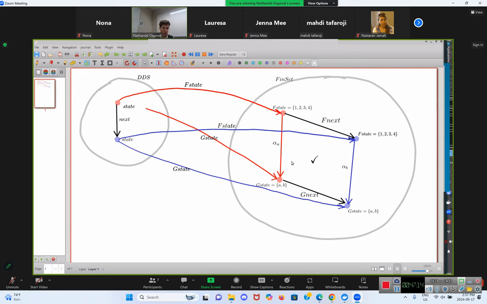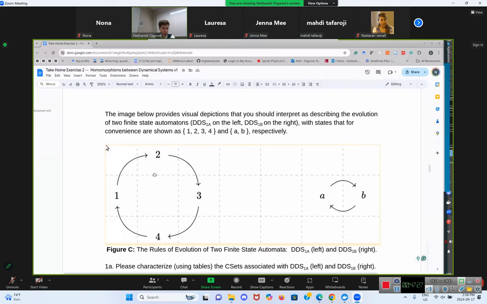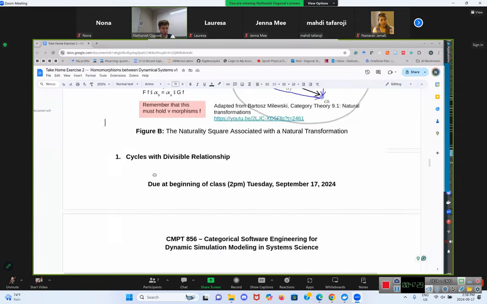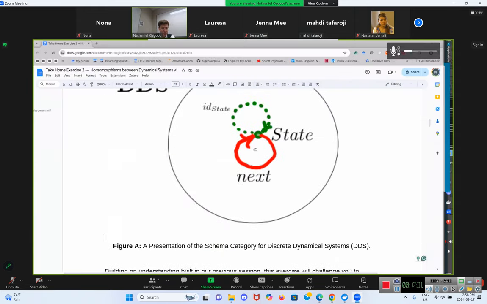So for the table, for the mappings, you can do it directly from the finite state. And is that why we don't care about the arrows within the finite state? Like, we didn't name the arrows in the DDS. Sorry, not the finite state, in the DDS. In the DDS. Graphs. Instances, though.